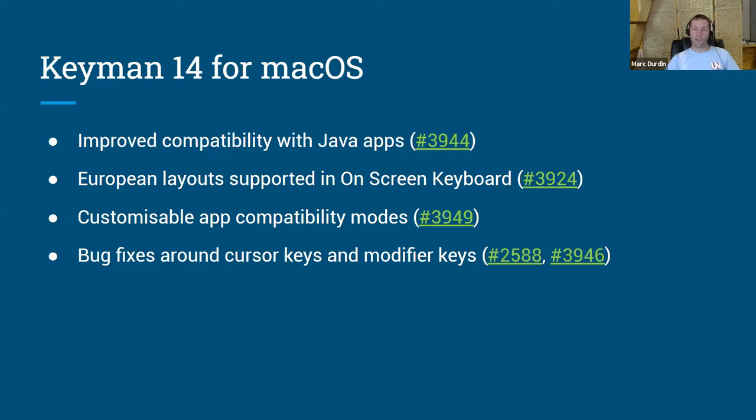In previous versions of Keyman, we hard coded that list and we had a list of 10 or so apps which needed compatibility mode. But there are obviously more apps that need compatibility mode. So we've made that customizable and we'll actually demo that in the Mac OS presentation. We've also made a bunch of bug fixes around cursor keys and modifier keys. That's the shift, the option, the command, control keys, to make it so that when you type, it's more consistent.